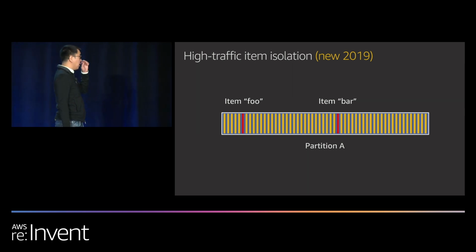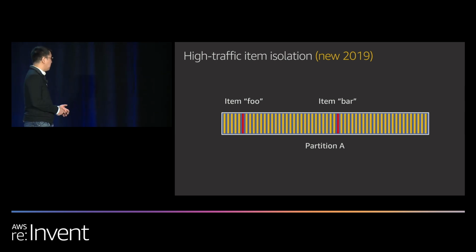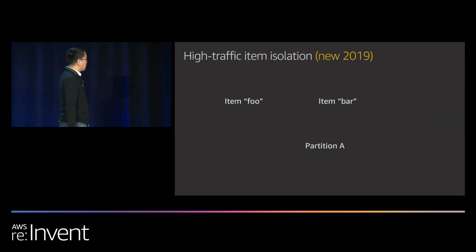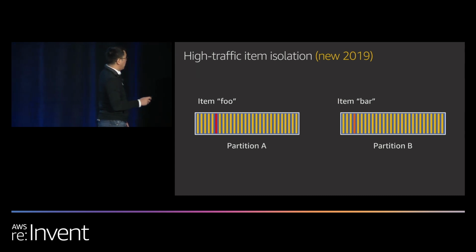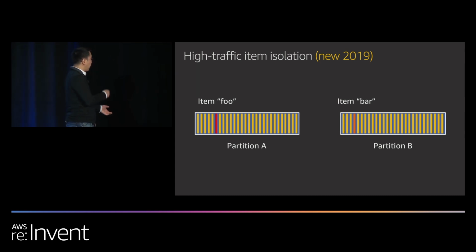So what DynamoDB will do is detect that this sort of imbalance is happening, and we will split partition A into A and B in such a way that ensures that items foo and bar now live on separate partitions. So in this case, item bar is now a little happier, right? It's not competing anymore with item foo, and it's using a smaller percentage of partition B's overall traffic than it was before.